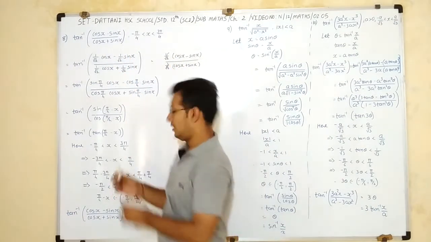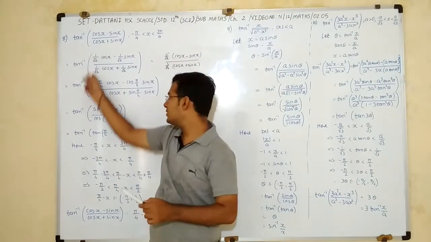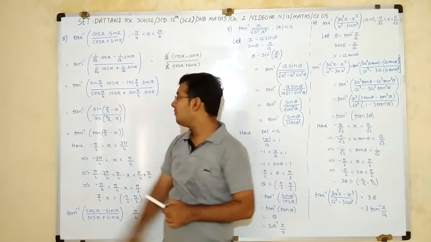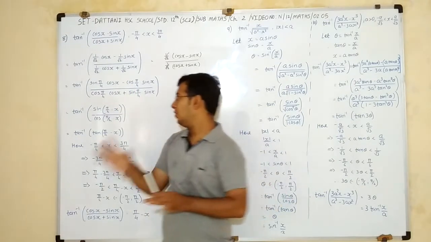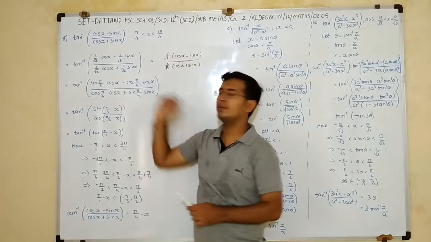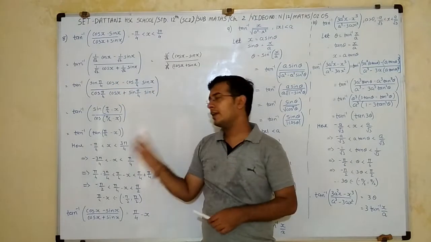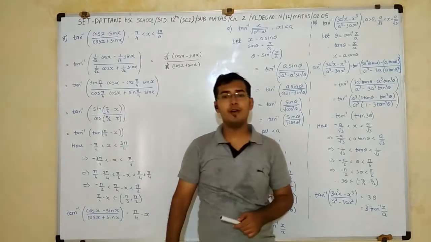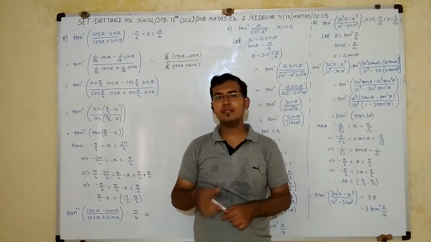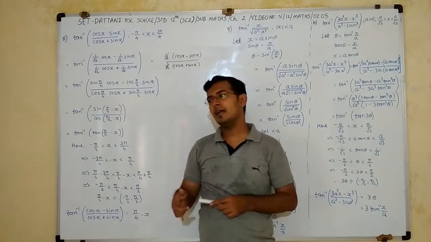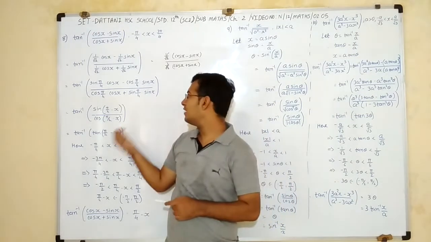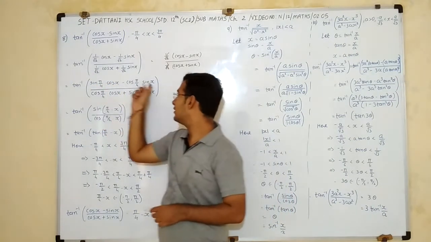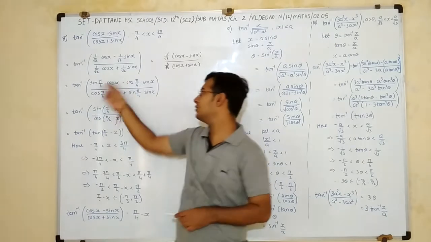Now I put here 1 by root 2 equal to sin pi by 4 and 1 by root 2 equal to cos pi by 4. Why is it so? Because I need the sine formula here. We know the formula of sine alpha plus beta, that is sine alpha cos beta plus cos alpha sine beta. Here multiplied by cos, so I need sine, here sine, so I need cos. That's why I am using this.